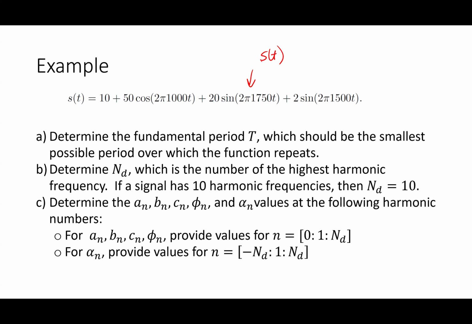All right. Let's look at this. So I asked a couple of questions, very similar to what you'll have in the homework. So determine the fundamental period, capital T, which should be the smallest possible period over which the function repeats. Okay. And then determine n sub d, which is the number of the highest harmonic frequency. So if the signal has 10 harmonic frequencies, n sub d is 10. Now, I gave you 10 as an example. I don't necessarily know what it is. We'll have to find out.